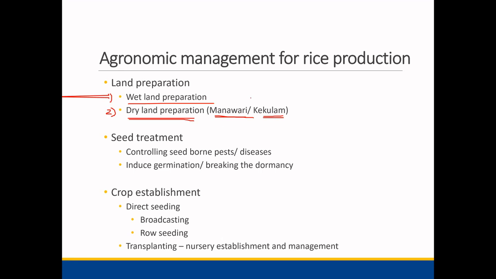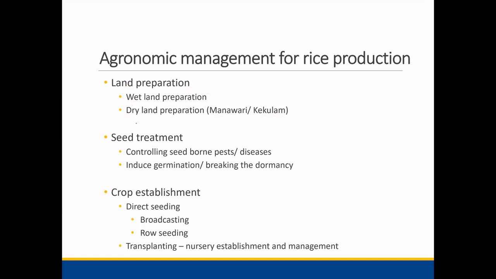If you go to areas like Ampara, they have this Manavari system where they do dry land preparation, hoping that rain will come. The Ekola is also like that. So both of them are dry land preparation methods. But if you are doing flooded rice cultivation, especially under irrigated facilities, then we'll go for wetland preparation. So those are the two methods available for land preparation.